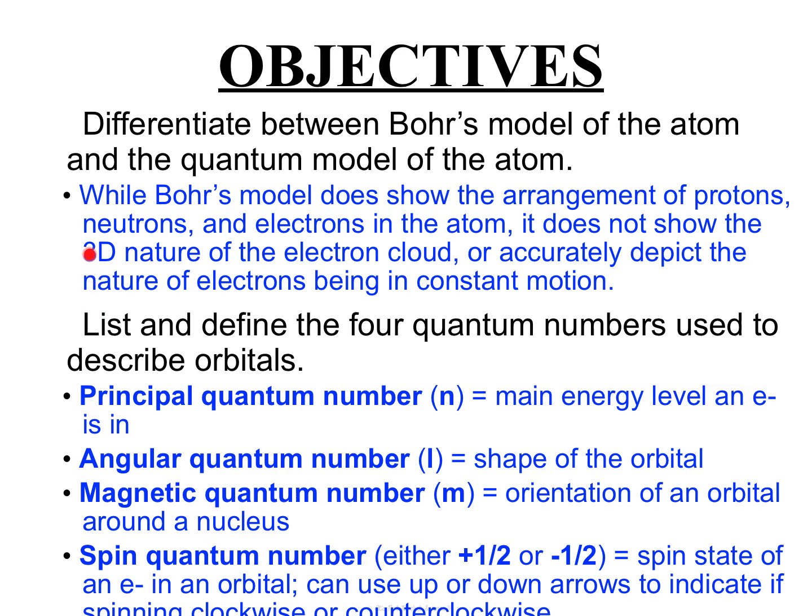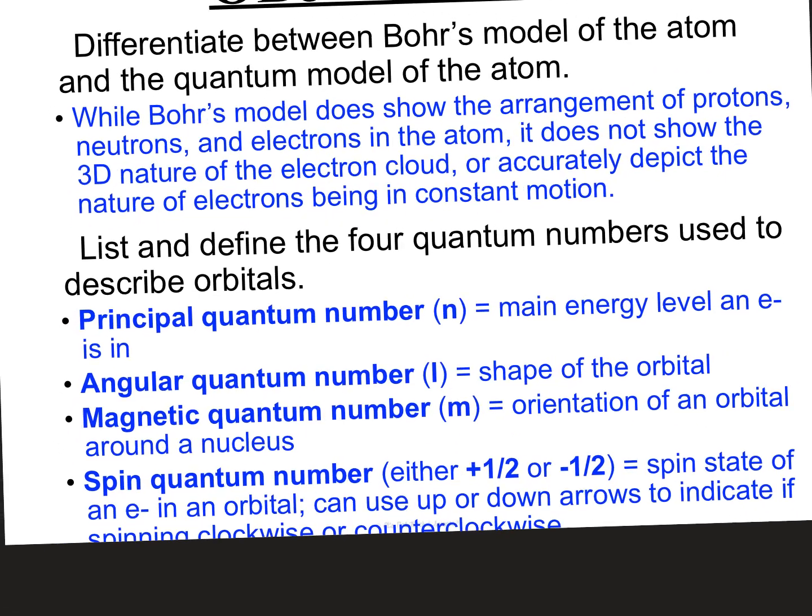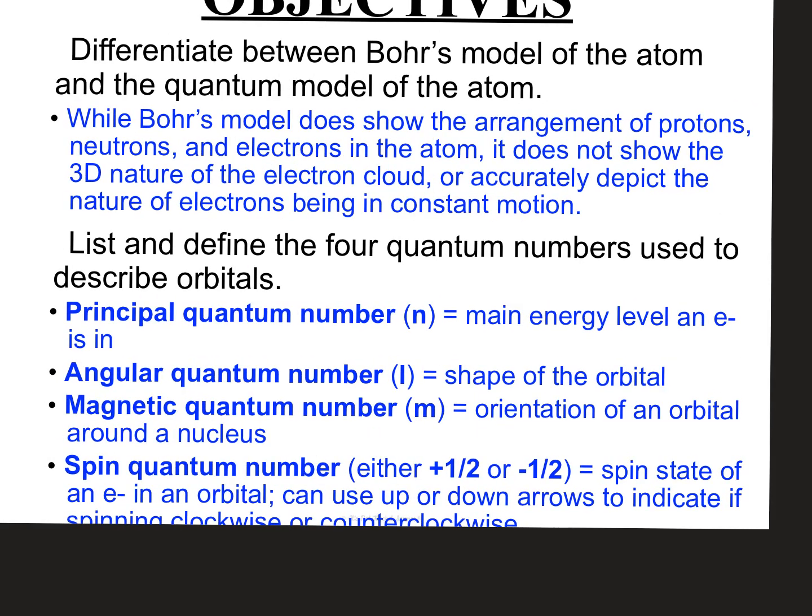It will ask you about the quantum numbers. So your principal quantum number, your angular quantum number, magnetic quantum number, and the spin quantum number. It'll ask you kind of where it is or what it describes. So just make sure you know that.